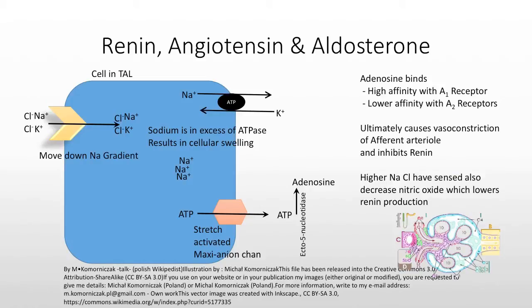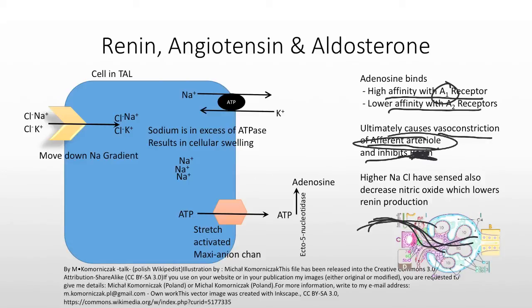So adenosine will bind with high affinity to the A1 receptor and lower affinity to the A2 receptor. So the primary receptor, the adenosine 1 receptor, causes vasoconstriction of the afferent arteriole, and it also inhibits renin. It's saying, hey, there's too much blood volume. I don't want to activate renin because I know doing so will increase the blood volume, so it inhibits renin, and it vasoconstricts the afferent arteriole because it's saying, hey, there's hyperfiltration here. There's too much water getting filtered in here. I need to constrict this down.